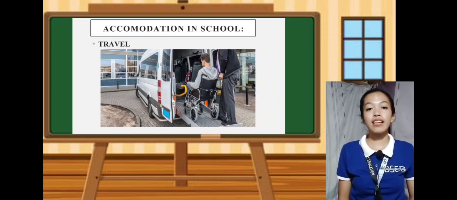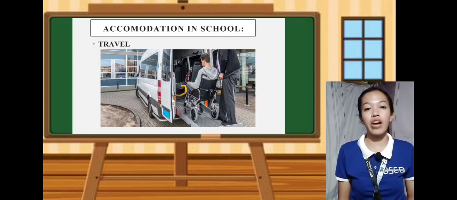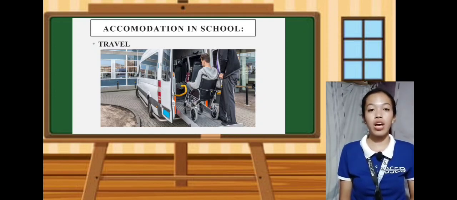And the last but not the least is travel. Children with orthopedic impairments may also face challenges accessing transportation to get to and from school. Federal law, however, requires school districts to provide the transportation necessary to help children with disabilities travel to and from school.